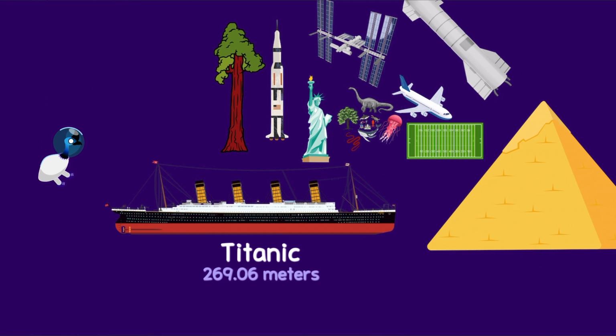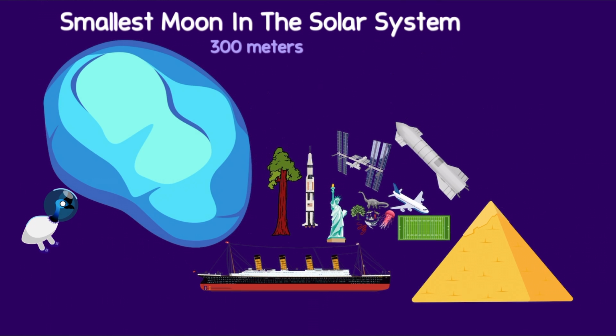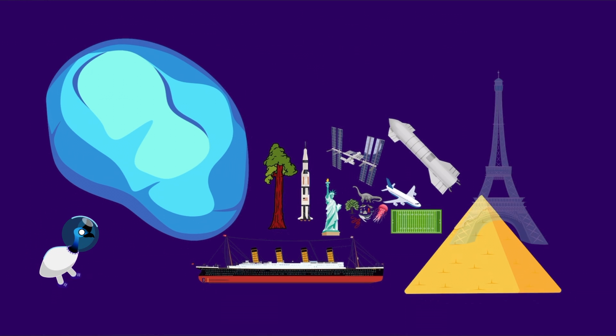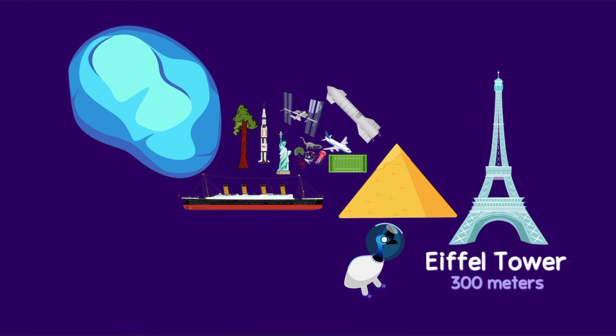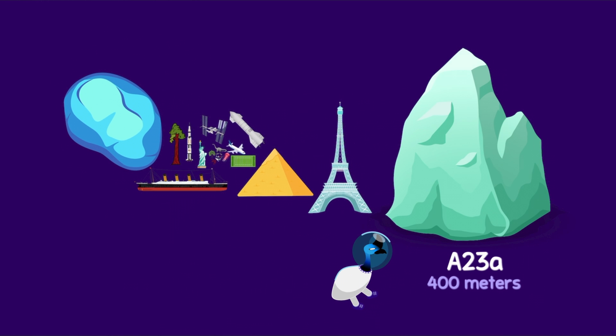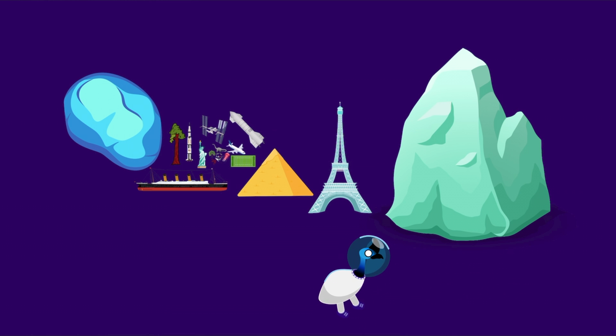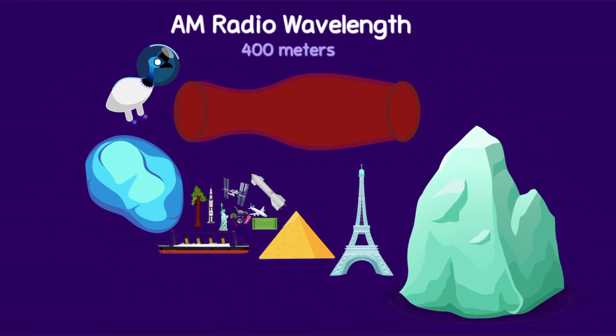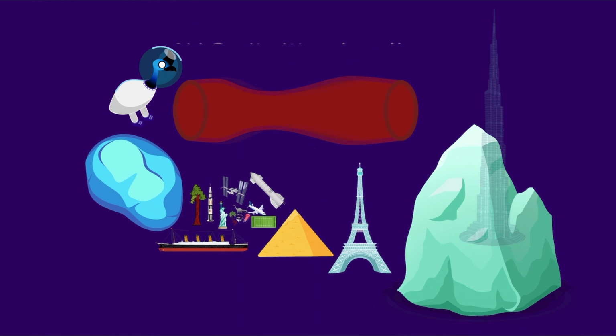Titanic, 269.06 meters, an enormous tragic ship that sank in 1912, symbolizes human overconfidence in technology. Smallest moon in the solar system, 300 meters, a moon orbiting Saturn. Eiffel Tower, 300 meters. A23A, 400 meters, known as the largest iceberg in the world and currently drifting in the Weddell Sea. AM radio wavelength, 400 meters, radio broadcasting using amplitude modulation transmissions.